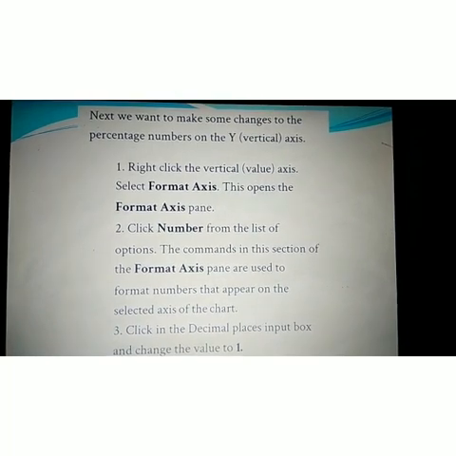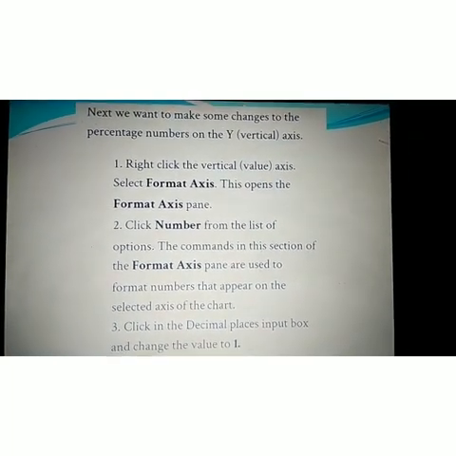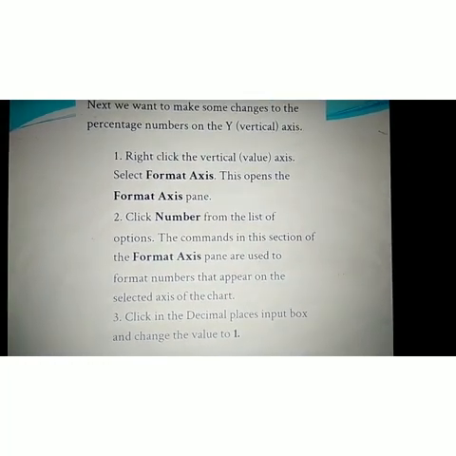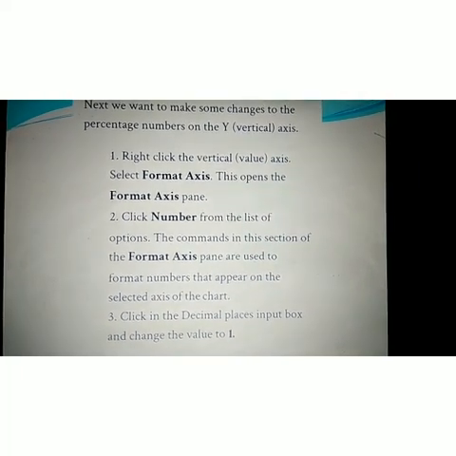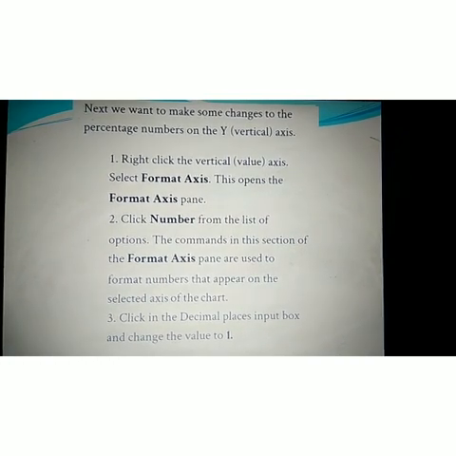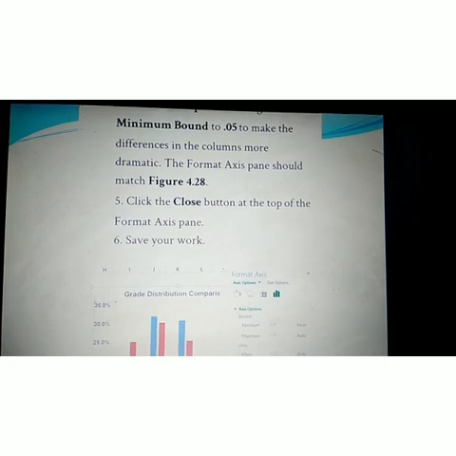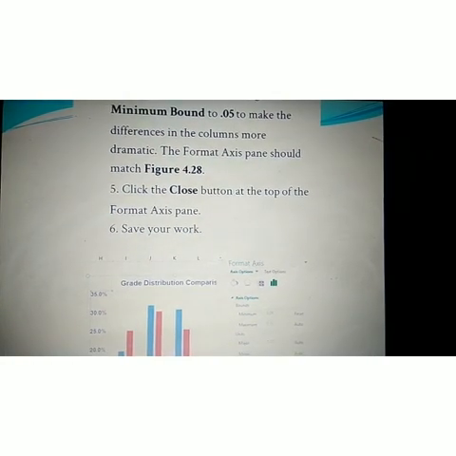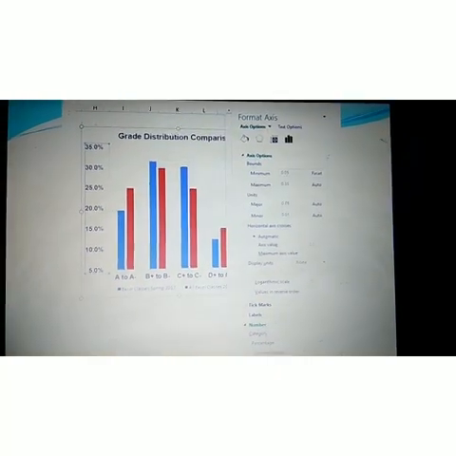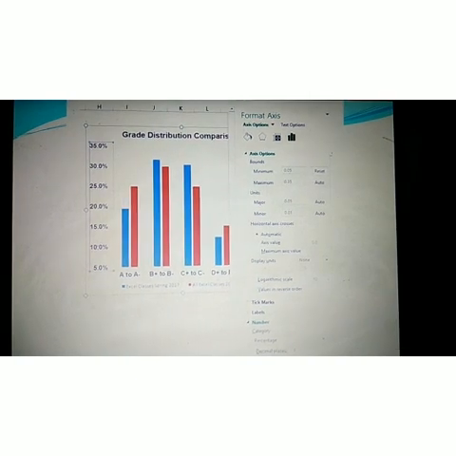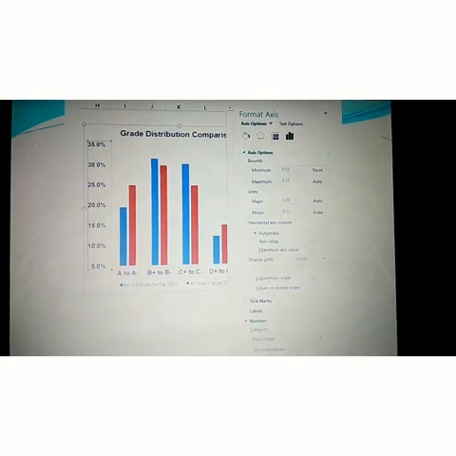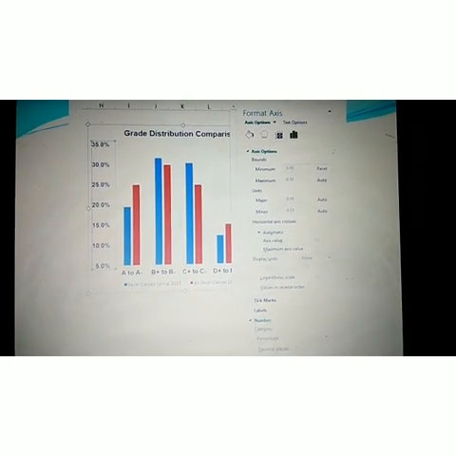Now students, see, next is changing to a percentage number, just an example on the Y vertical axis. Firstly, right-click the vertical value axis; Format Axis appears, then click the list option. The Format Axis pane is used to format numbers related to the axis of the chart. It's just an example related to the Y axis. You understand the vertical side of a chart. So see Format Axis; a dialog box opens. We can change the bounds, meaning the minimum and maximum, in the axis options area.